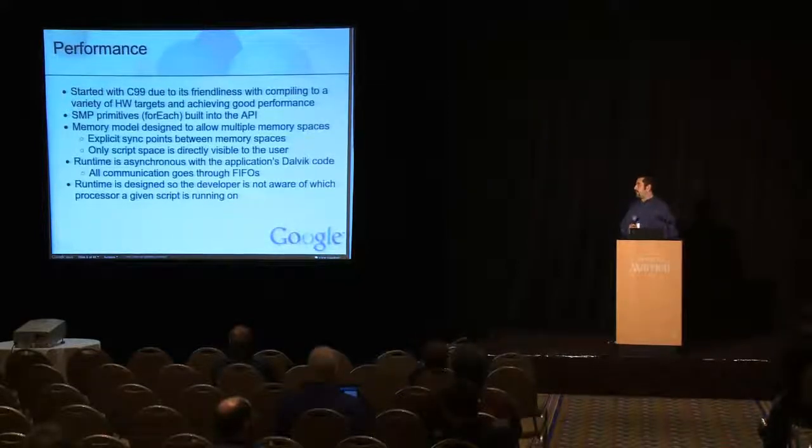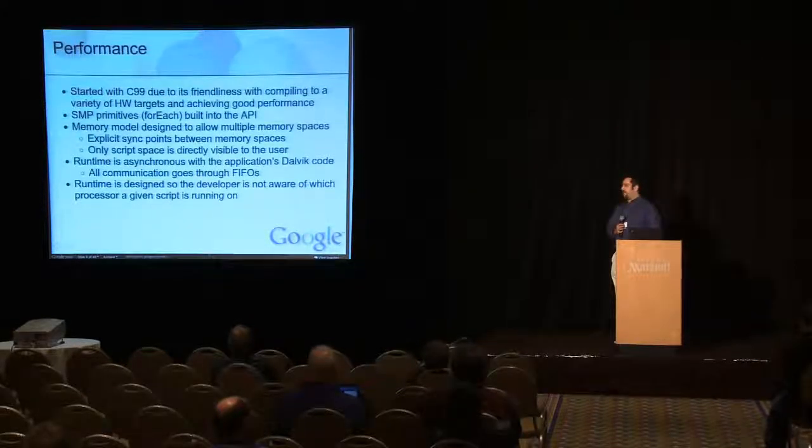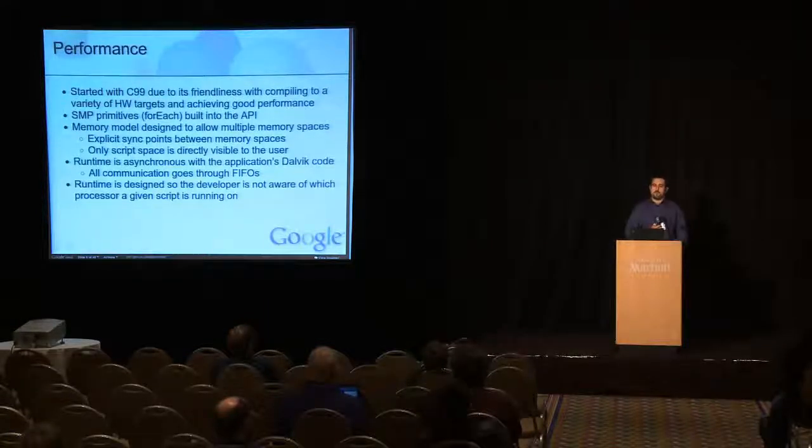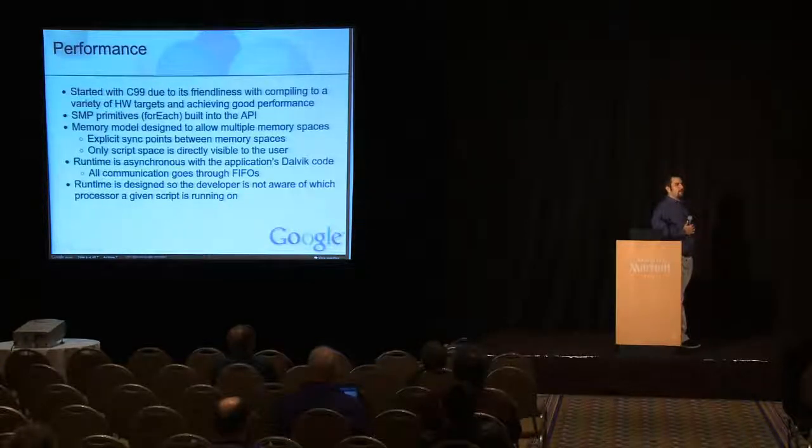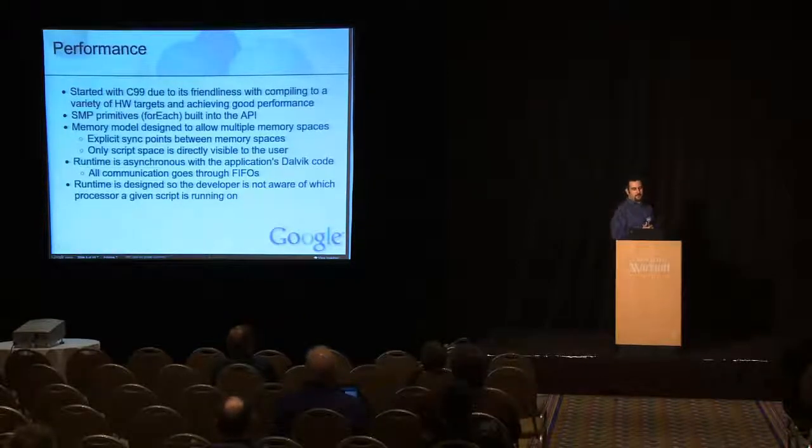And then the runtime is explicitly designed to not allow the developer to see which processor a given script is running on. So this is made to prevent people from saying, well, this time my stuff really should be running on a GPU because it's highly parallel, but then maybe some many-core CPU architecture comes along where it would be more appropriate to run on that, and now all of a sudden their application is running slowly because it's running on this highly contended GPU when it could be running on, probably, like 4 or 8 cores.